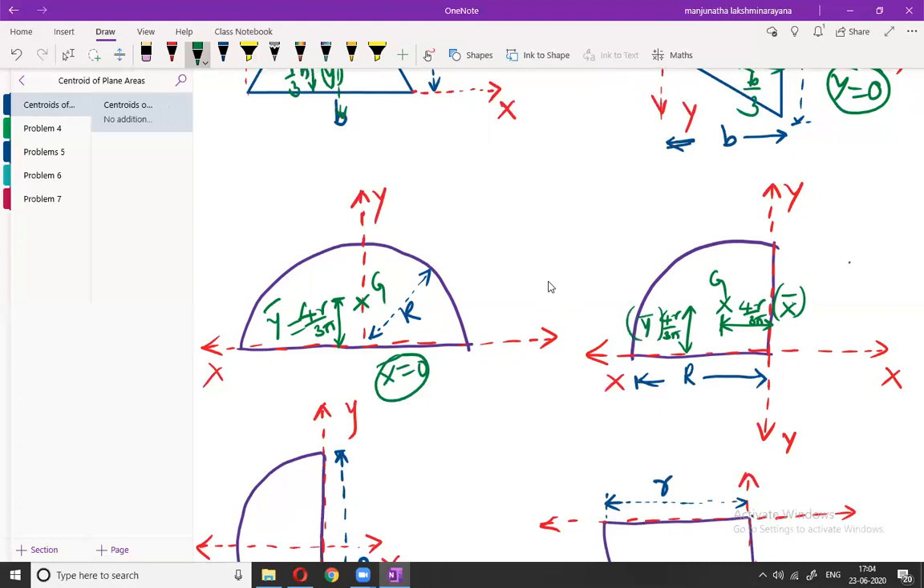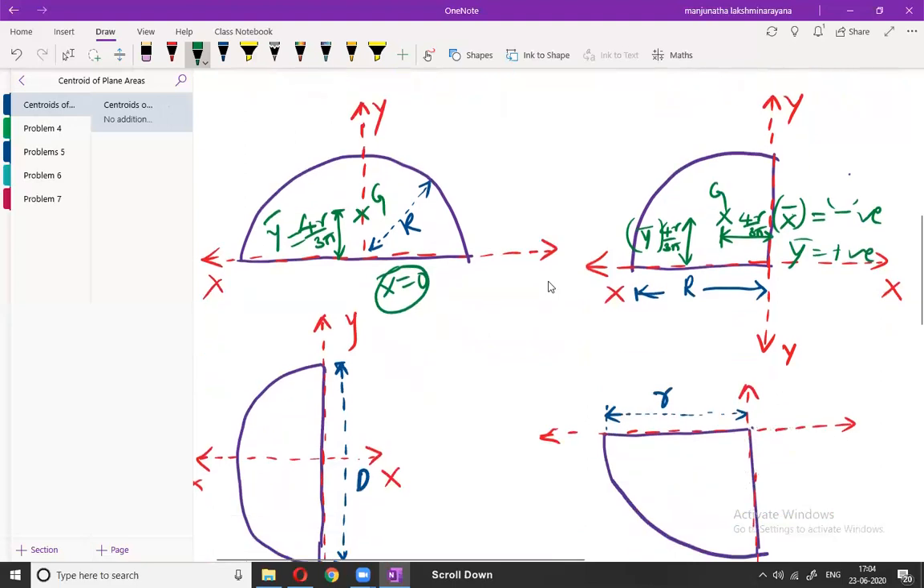So the notable difference in this problem is the figure is lying on the negative side of the x-axis, and the value of x bar will be negative, right? So this is negative because it is on the left hand side, whereas y bar will be positive only. Y bar is positive because it is on the positive side of the y-axis. So that is the only difference in this case.